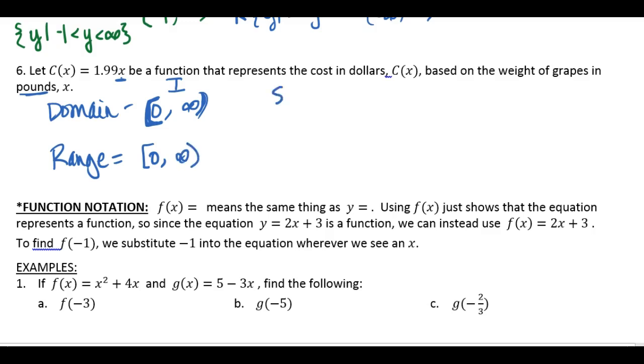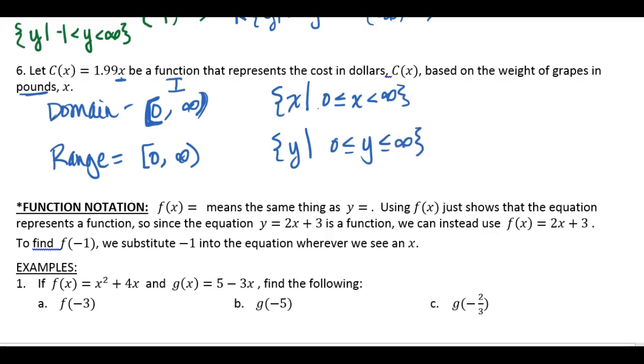Now in set notation, easy enough, x is between 0. It can equal 0, so it's greater than or equal to 0, and it's less than infinity. And y is such that, oh, I didn't do this. y is such that 0 is less than or equal to y, which is less than or equal to infinity. Okay, so you just think in context. Grapes, you can't have negative pounds of grapes, so I can't have anything less than 0. That's my logic, right?